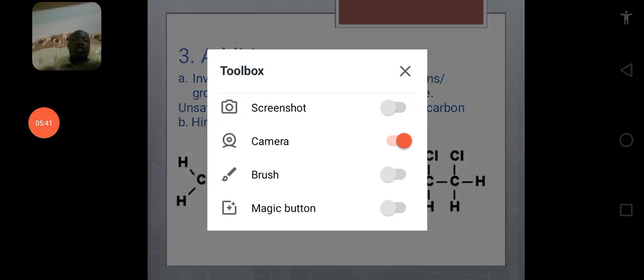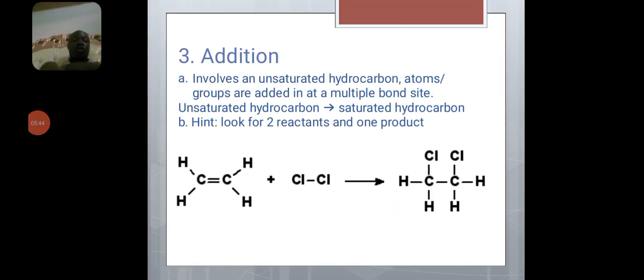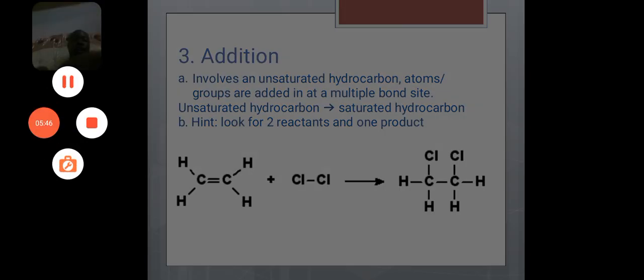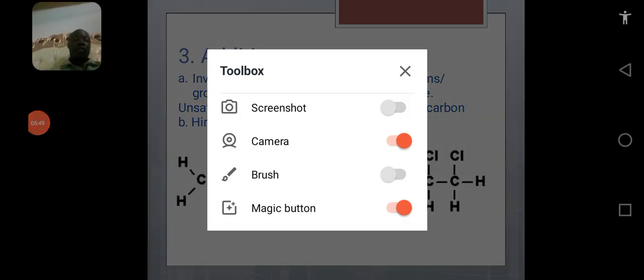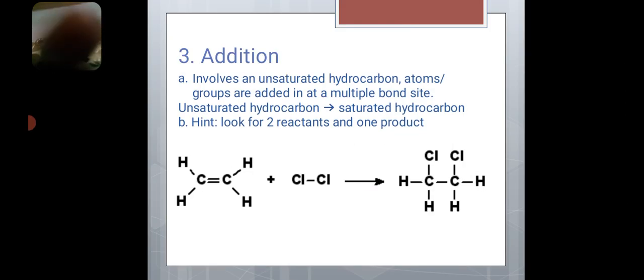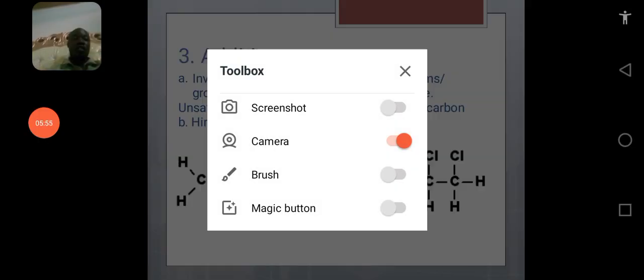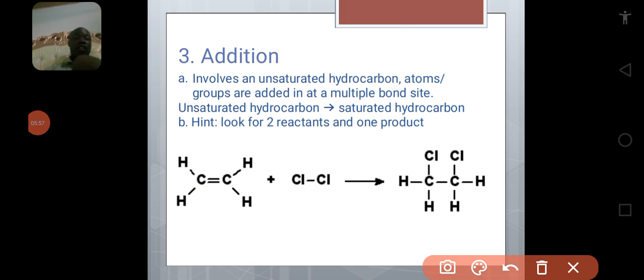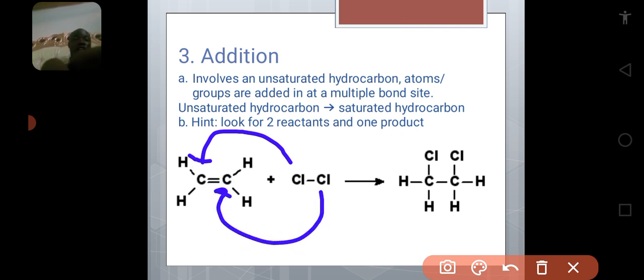Let me just give some demonstration here. What actually happened is that one atom of chlorine is now added here, and the other atom of chlorine is also added here. One of these bonds is a pi bond and the other one is a sigma bond. So you can see that two sigma bonds are created and one pi bond is destroyed. So you see that the number of sigma bonds will be increased.